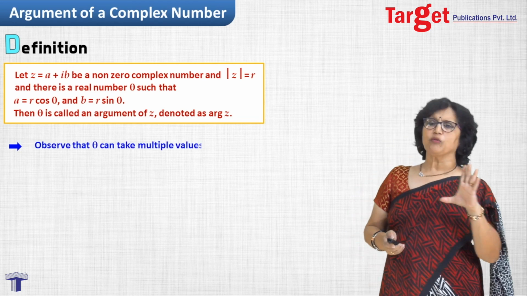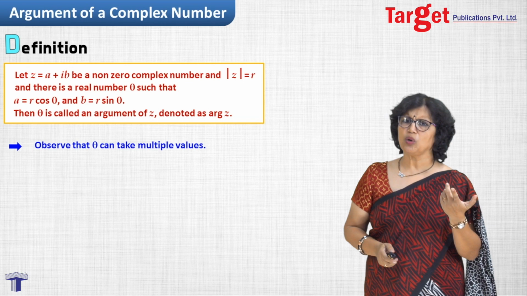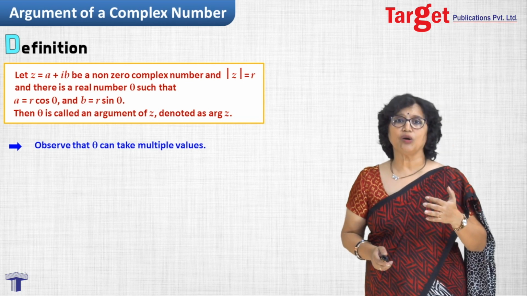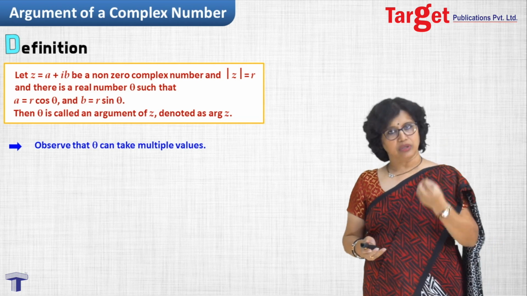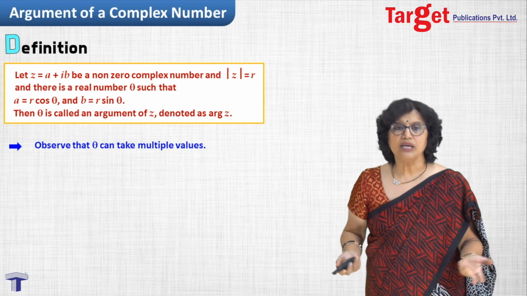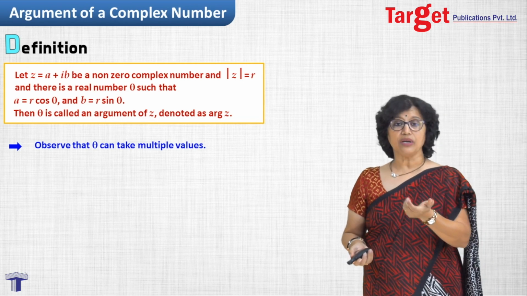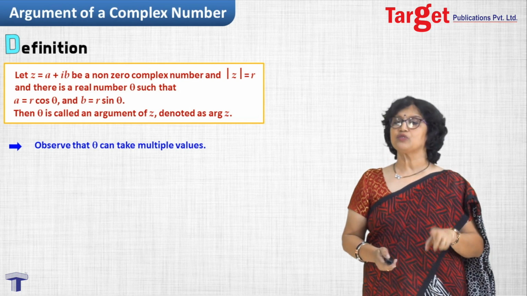Now what we observe here, that theta can take multiple values. Why do I say so? Because we have seen in trigonometry, if I have sin theta equal to half, then theta equal to 30 degree or theta equal to 150 degree. So there are 2 values which will satisfy sin theta equal to half. So theta can take multiple values. So it is not one value which will satisfy.